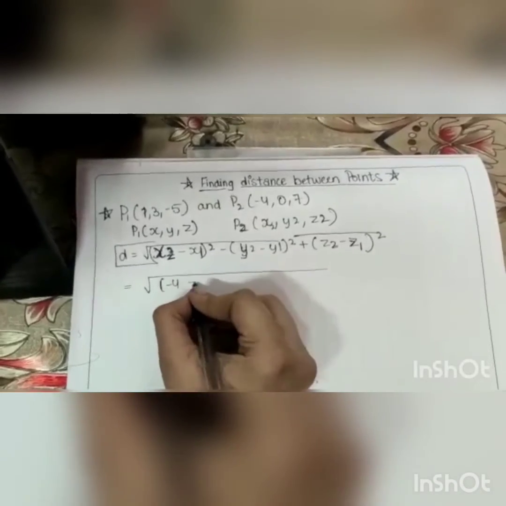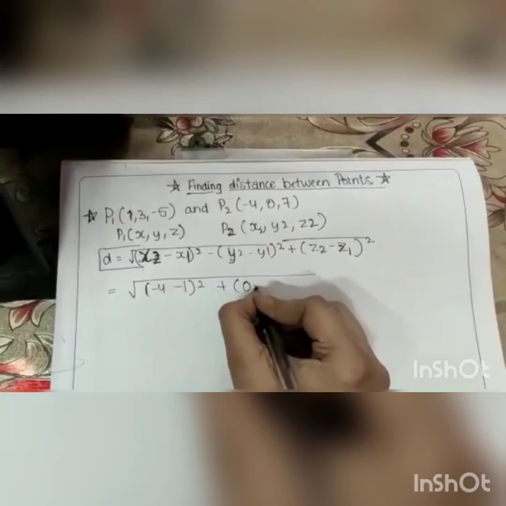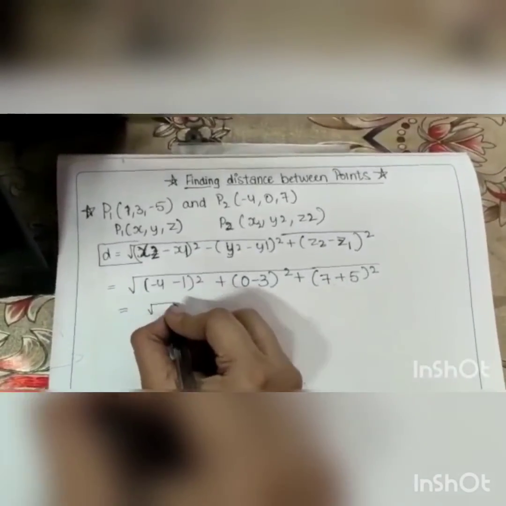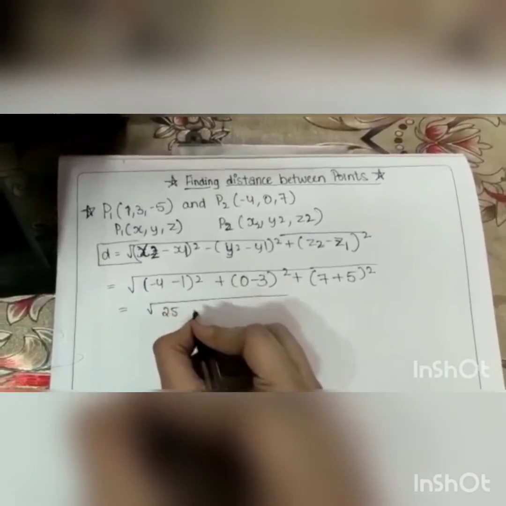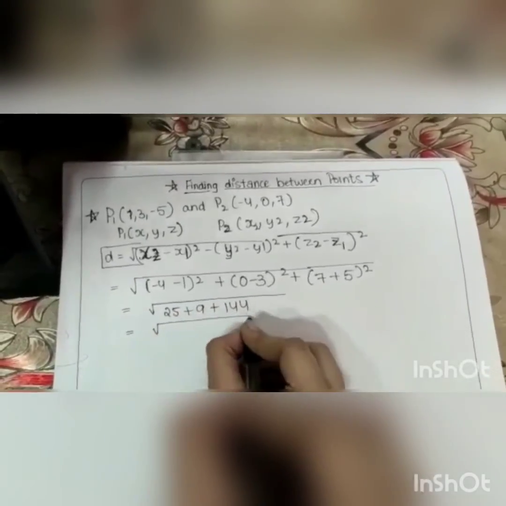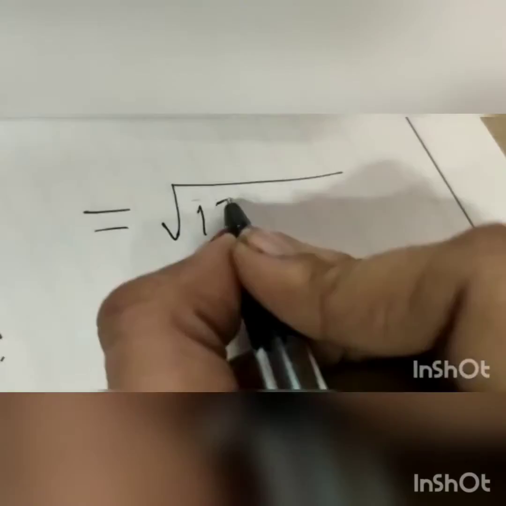After solving, we'll get the square root of (-4 minus 1) whole square plus (0 minus 3) whole square plus (7 plus 5) whole square. So this is going to be the square root of 25 plus 9 plus 144. When we put it together, we'll get the square root of 34 plus 144. So the answer will be the square root of 178.